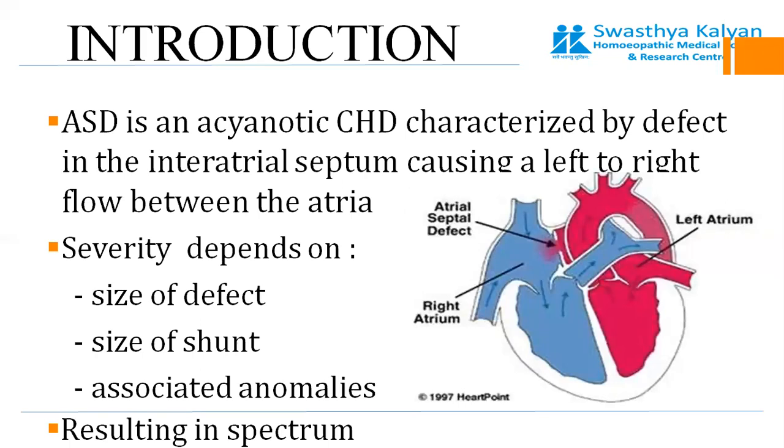Now, how do we introduce ASD? It is an acyanotic congenital heart disease which is characterized by a defect in the interatrial septum. We all know that the heart is divided into four chambers. The upper two are known as the atria and the lower two are known as the ventricles. The upper two atria have a septum between them which separates them and doesn't allow mixing of blood in both these chambers. So here there is a defect in this septum.